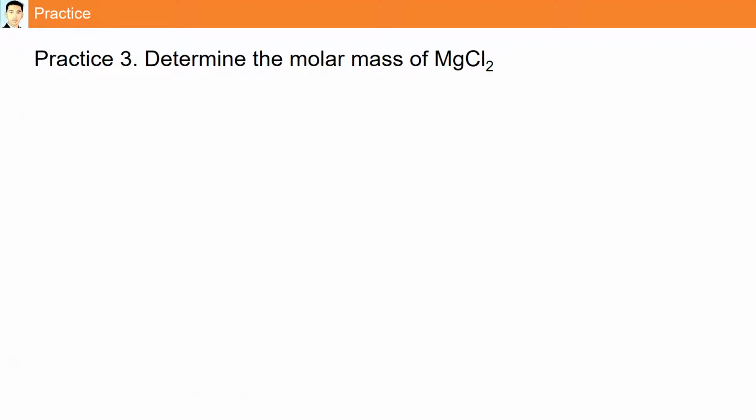A practice. Determine the molar mass of MgCl2. In this example, we have one magnesium atom and two chlorine atoms. First, we tackle magnesium. The molar mass of magnesium is 24.31 grams. We multiply it by 1 because that's how many magnesium atoms we have in the formula. And we have a total mass of 24.31 grams.